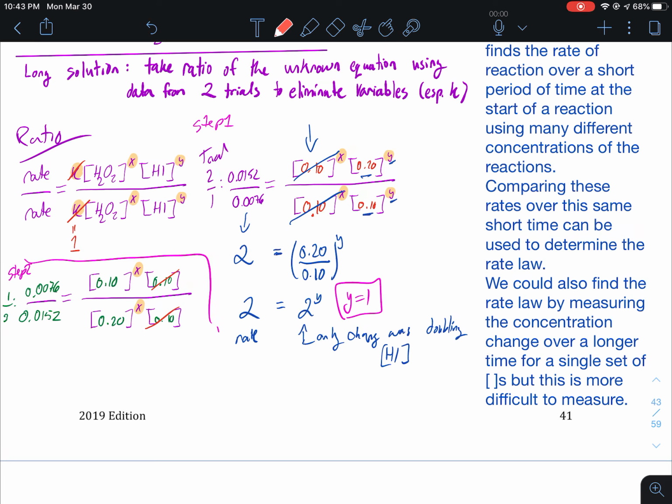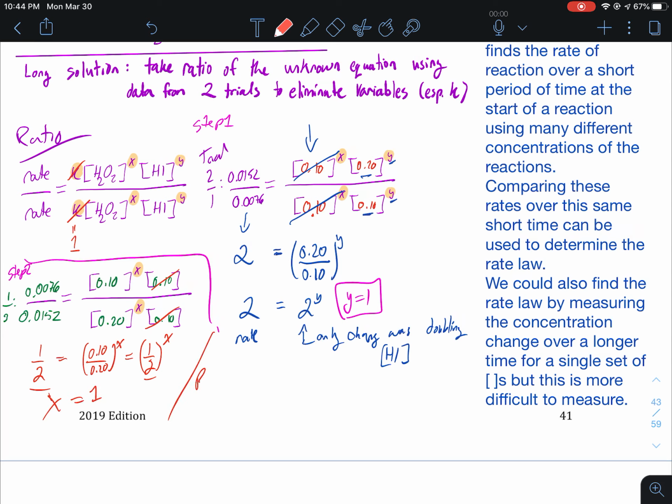And then I'm going to complete this division. I get 1/2 on this side, and I get 0.10 divided by 0.20 raised to the power of x. This is the same as writing 1/2 to the power of x. So what is x equal to? Well, for the same reasoning, the rate is halved, or trial 1 has half the rate of trial 3, and it has half the concentration, so it is a direct relationship, so x must be 1.